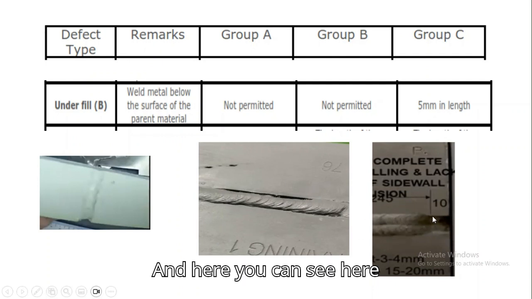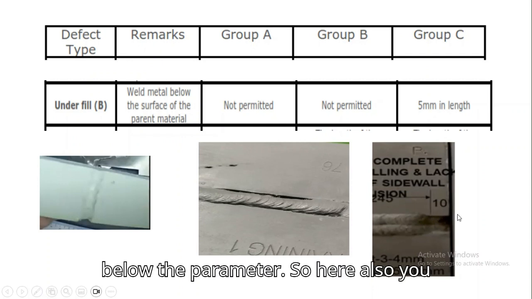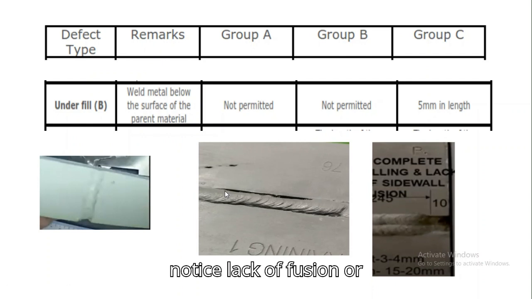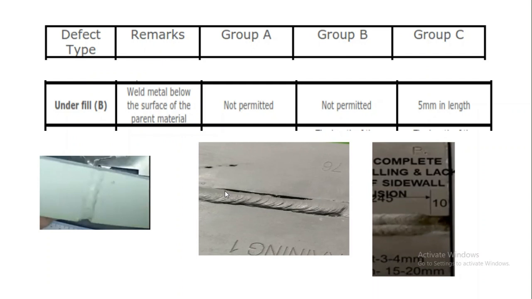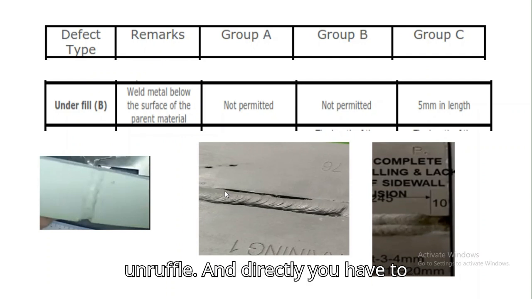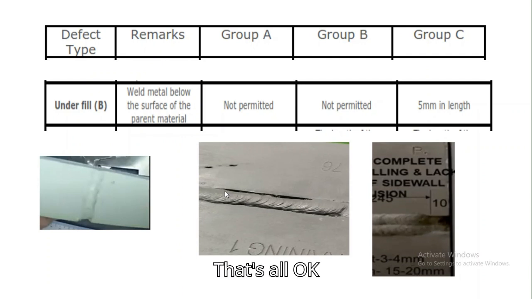And here you can see, here also the weld metal is below the parent metal. So here also you have to consider it as an underfill. And keep in mind, if you notice lack of fusion or slag inclusion in the middle of the weld, and if you notice the weld metal is below the surface of the parent metal, that is considered as an underfill. And directly you have to verify with the criteria whether it's accepted or not. That's all. Okay.